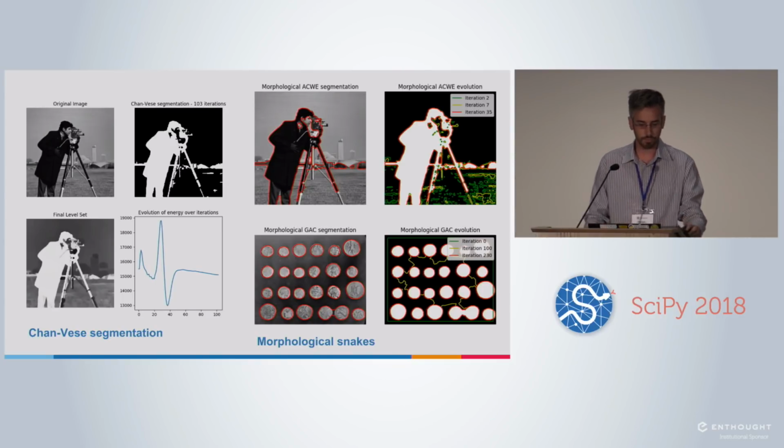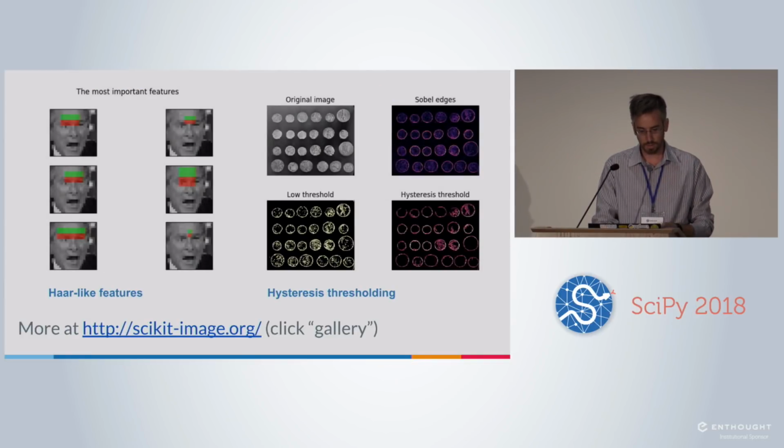Just a few snapshots of new features included. You'll see the Chan-Vese segmentation here, morphological snakes, Harris-like features like salient feature detection, and hysteresis threshold detection. And again, more at our gallery.